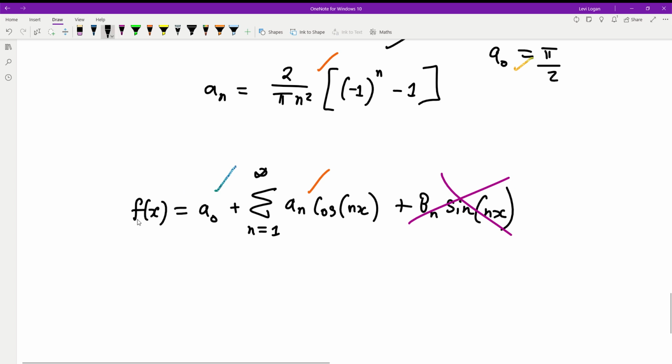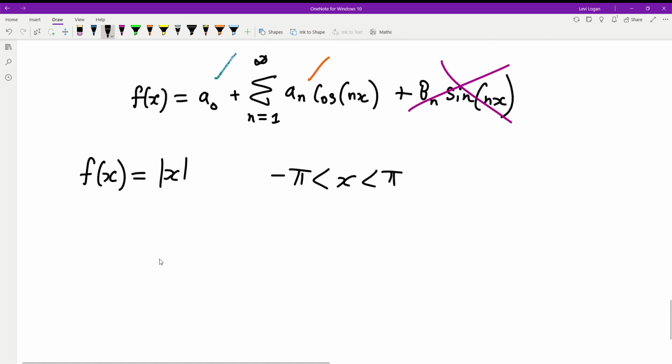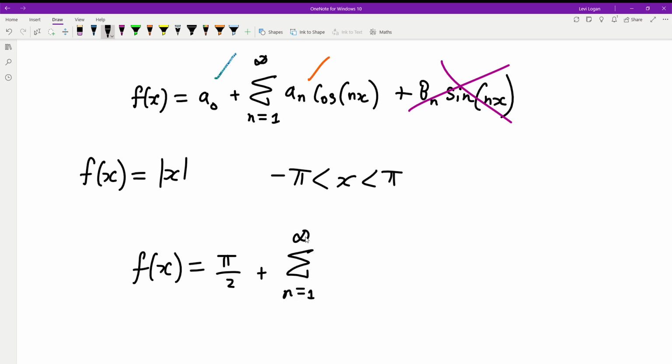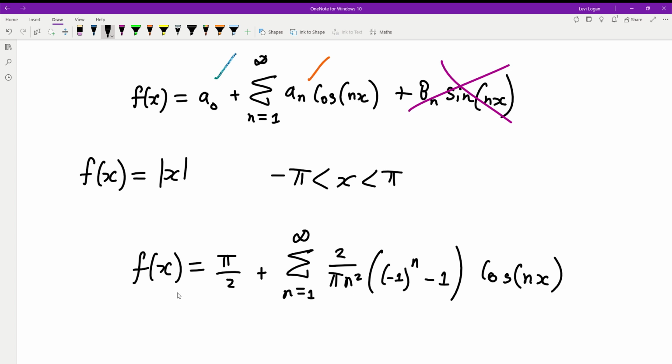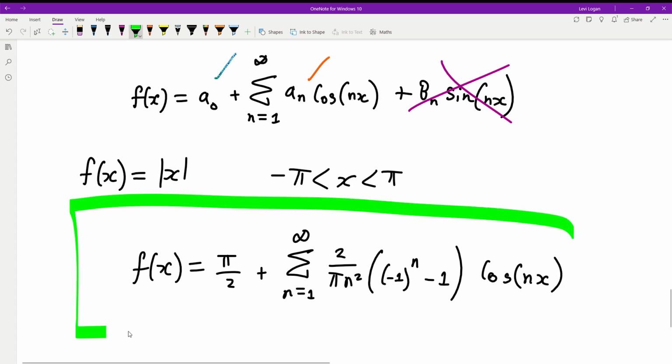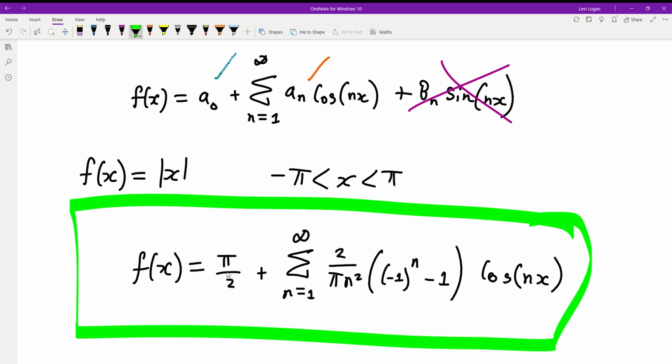Okay, so our Fourier series, for f of x equals the absolute value of x on the interval from negative pi to pi, this is our Fourier series. f of x is pi on 2 plus still the infinite sum from n equals 1 to infinity of 2 on n pi n squared, brackets, negative 1 to the power of n minus 1, times cos of nx. And that, ladies and gentlemen, is our Fourier series for our function here, okay?